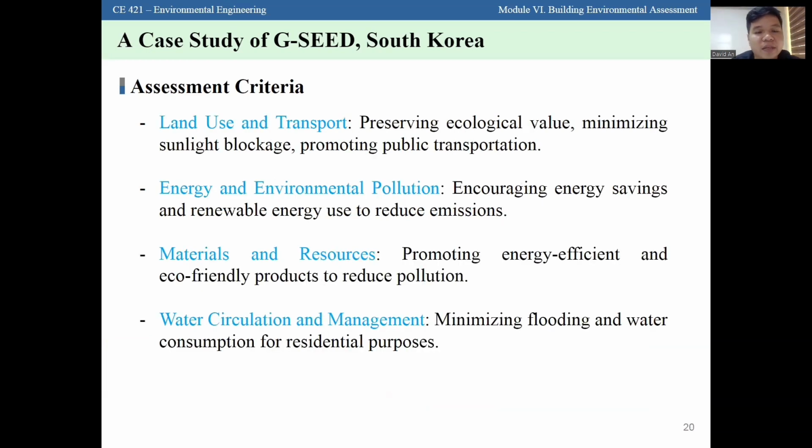So the assessment criteria. The first one is land use and transport, where we preserve the ecological value, minimize the sunlight blockage, and promote public transport. For energy and environmental pollution, we encourage energy saving and renewable energy use to reduce emission. For material and resources, we promote energy efficient and eco-friendly products to reduce pollution. And for water circulation and management, minimizing flooding and water consumption for residential purposes.